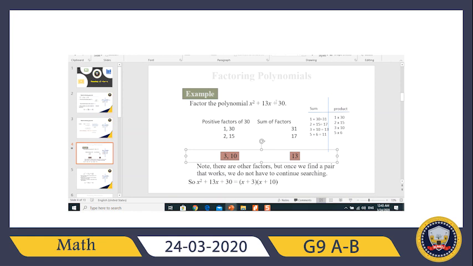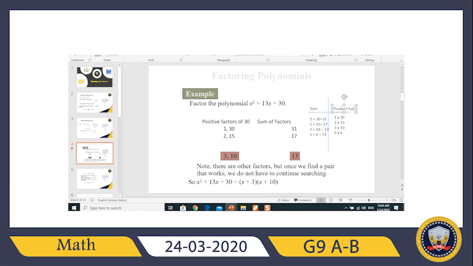Check its sign. If it is a positive sign, the two signs inside the two brackets will take the same sign of the middle term. Here it's a positive, so I will write here plus and here plus. Then I will go to my rough paper and write product and sum. Product, what are the factors of 30?